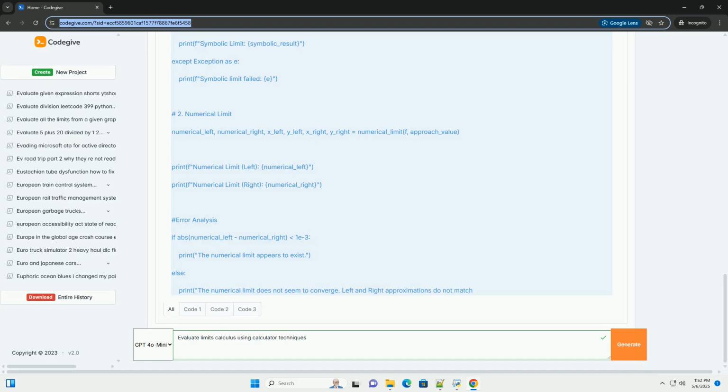6. Conclusion. Calculators and Python are valuable tools for approximating limits in calculus. They allow you to explore function behavior numerically and visually. However, it's crucial to understand the limitations of these tools and to use them in conjunction with analytical techniques and a solid understanding of the concept of a limit. Always check your results critically and be aware of potential sources of error.